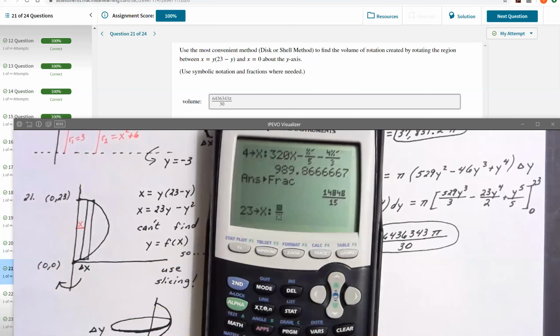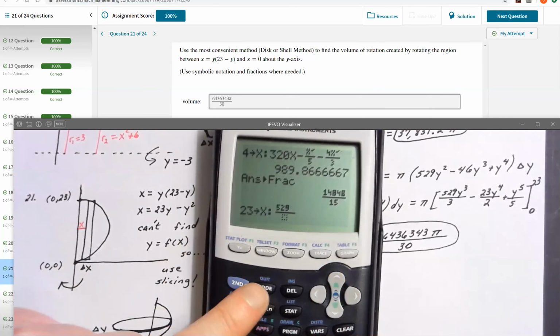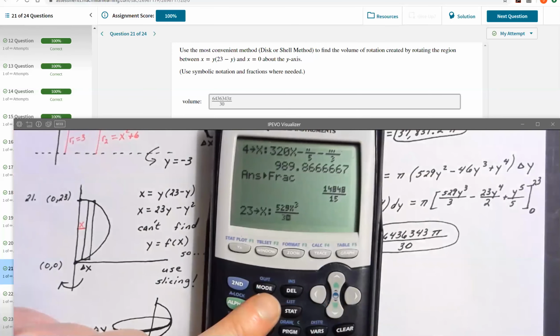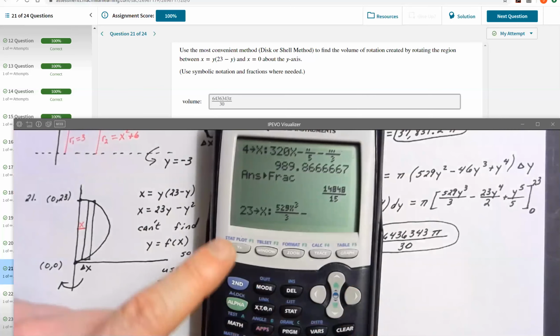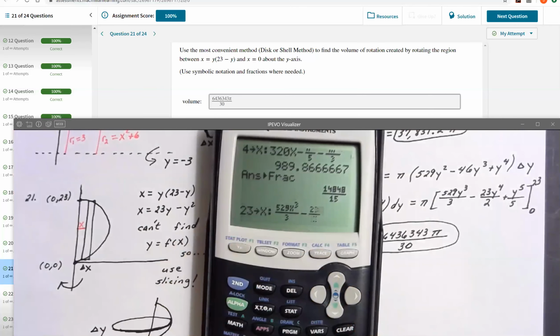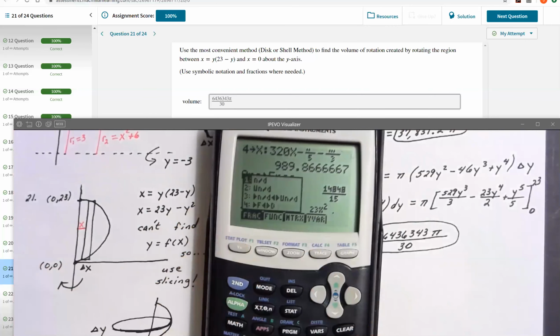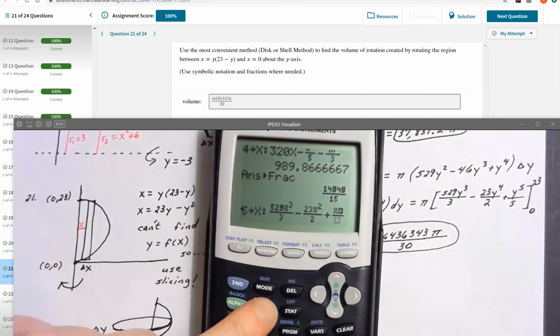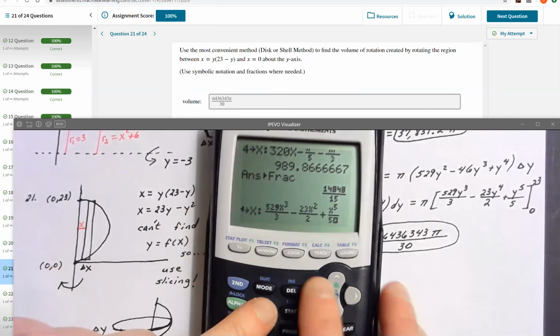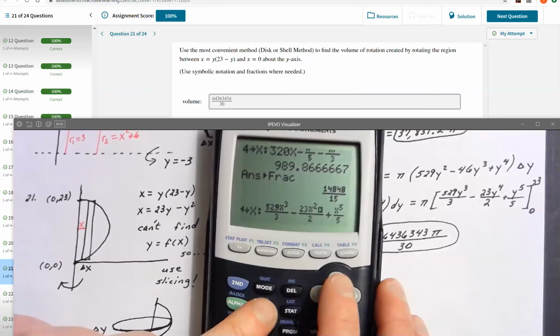We're going to have the fraction 529. We have y to the third. I'll use it as an x, of course. x raised to the third over 3. And then we have minus the fraction 23x raised to the second all over 2, and then plus the fraction x raised to the 5th all over 5. And I need to go back and fix that second term. It was not the second power, it was the 4th power. Denominator was 2, but the exponent up here is 4.